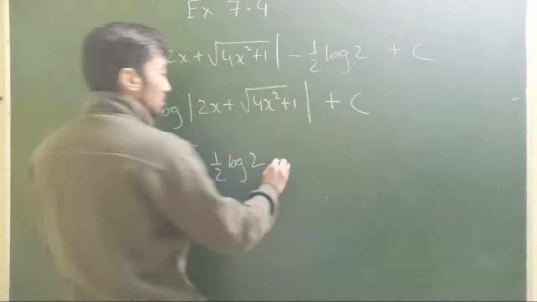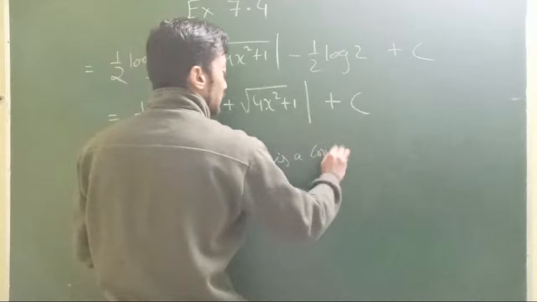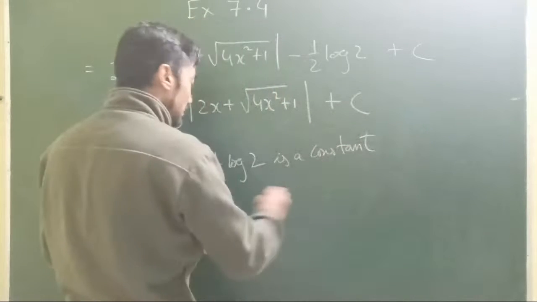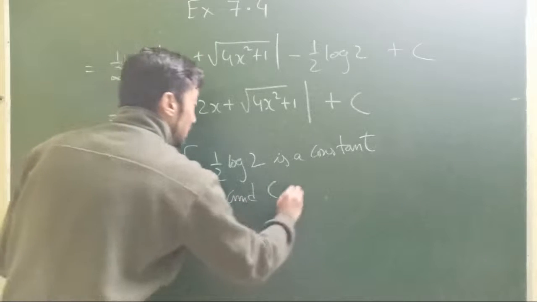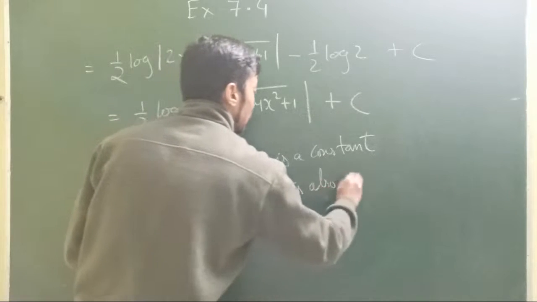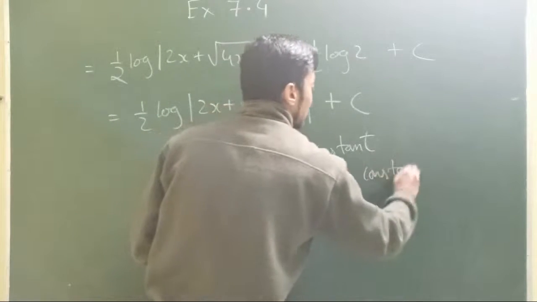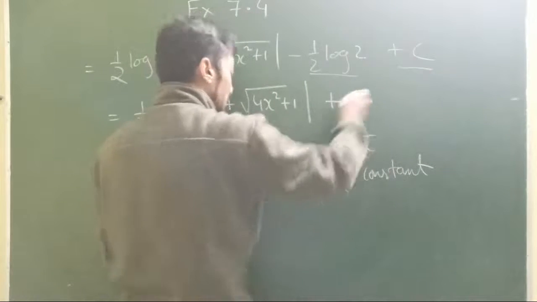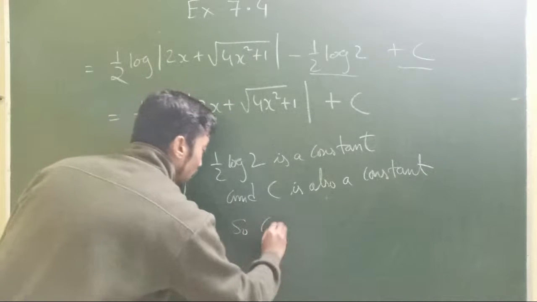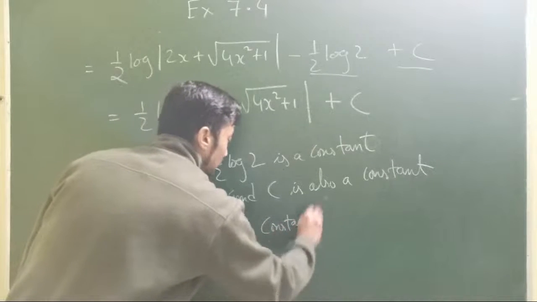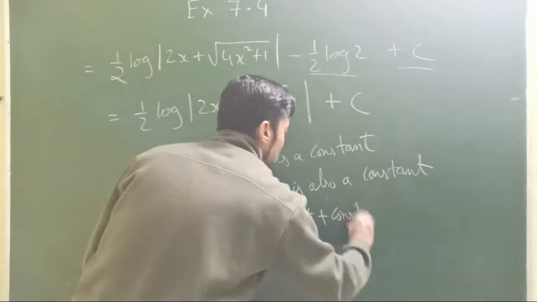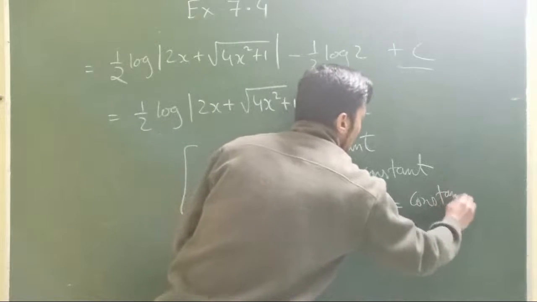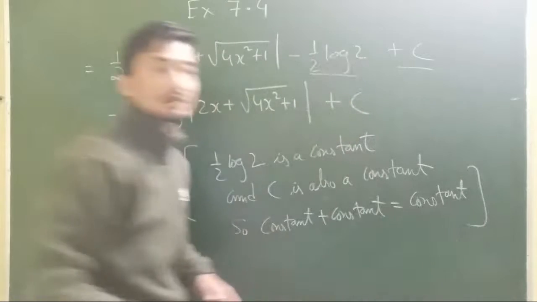Now 1 by 2 log 2 is a constant, and c is also a constant. So this is a constant, this is a constant. So constant plus constant will give you what? Constant plus constant will give you a constant.